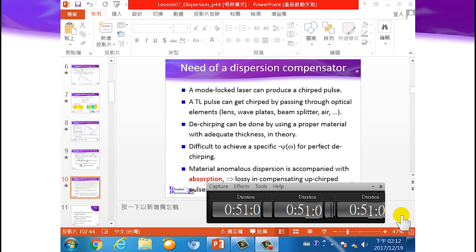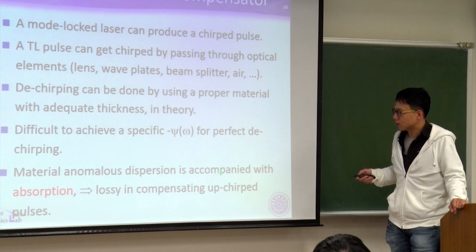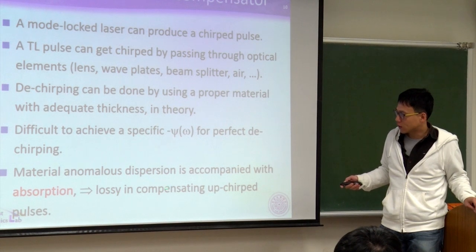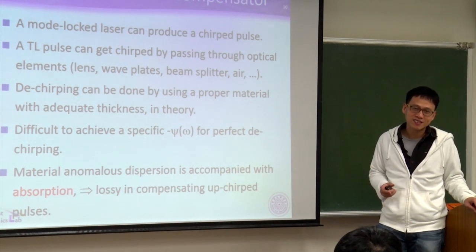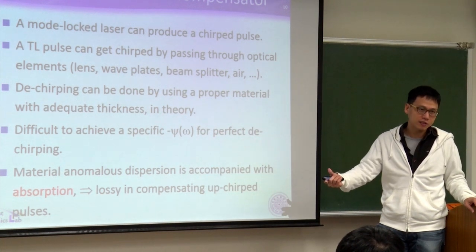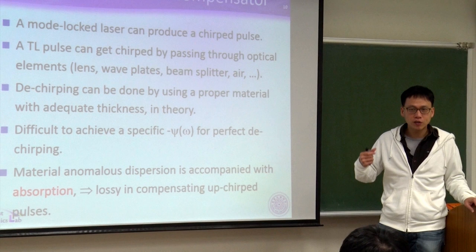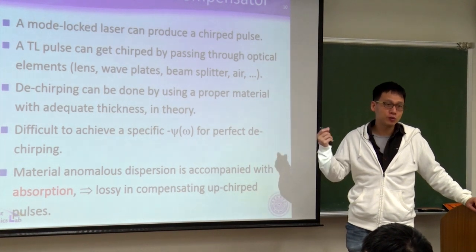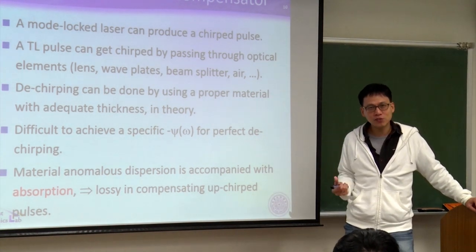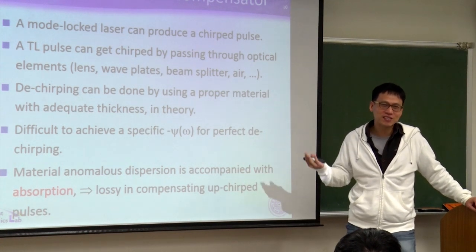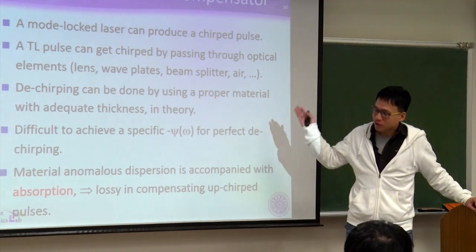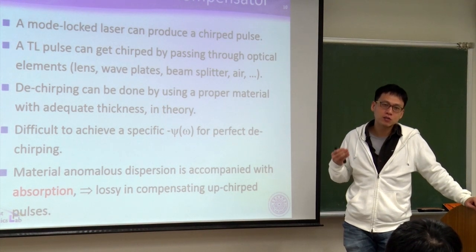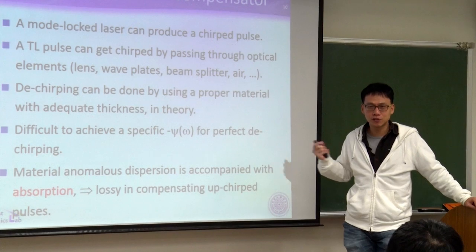And another thing is material anomalous dispersion is accompanied with absorption, just like what we analyzed. So it's lossy in compensating upchirped pulses. You have an upchirped pulse, if you want to compress it, you need anomalous dispersion. But if you try to access anomalous dispersion, it's risky. You will run into the absorption region. So although you might compress your pulse, you will lose some power, which is undesirable. Okay. So it means we need some other architecture to build up a dispersion compensator instead of using material dispersion.